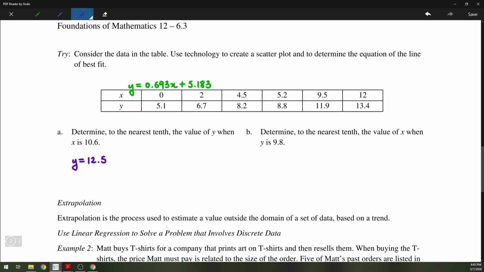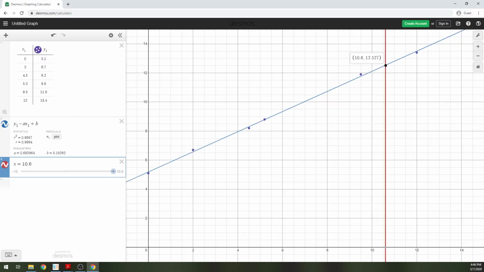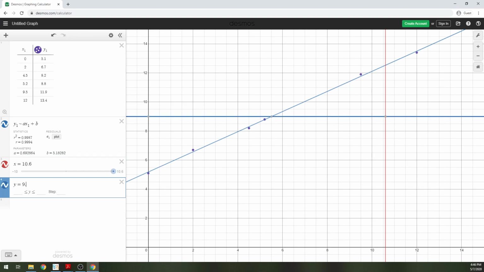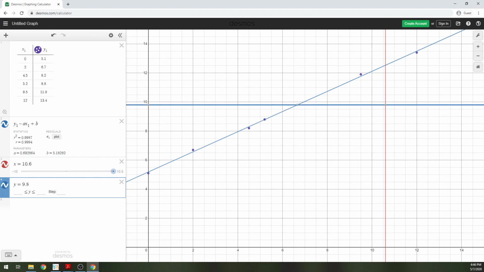Likewise, for the second part, it says determine to the nearest tenth the value of x when y is equal to 9.8. So we can just make a new line, let y equal 9.8. Now we have a horizontal line in blue, and it looks like the corresponding x value, if you round to one decimal place or to the nearest tenth, is x equals 6.7.